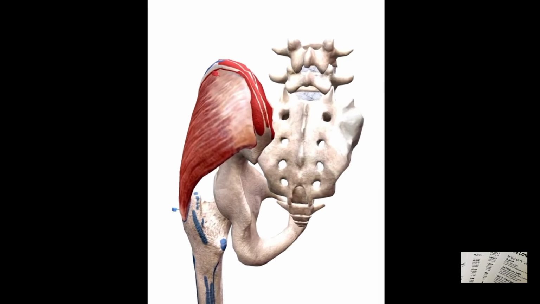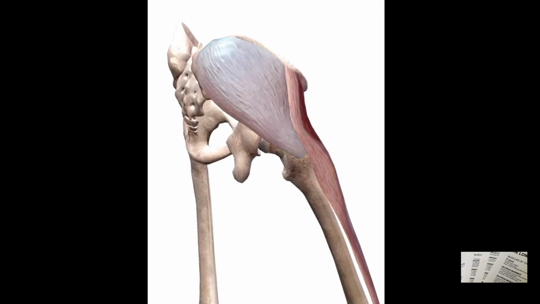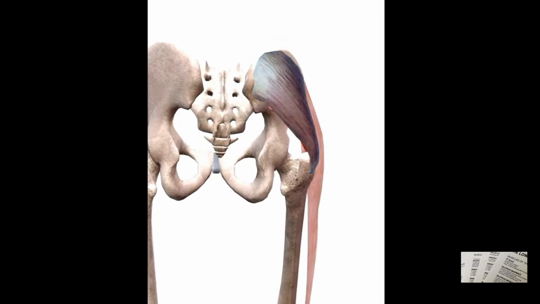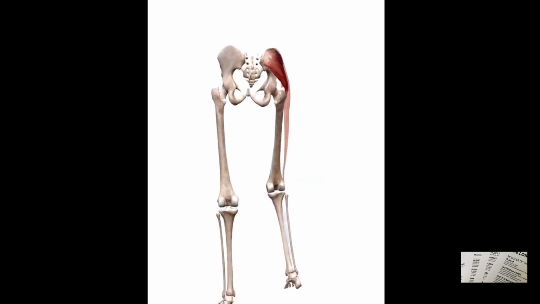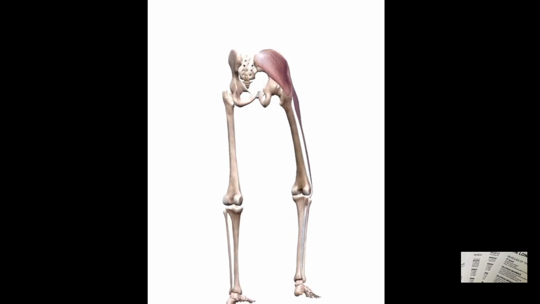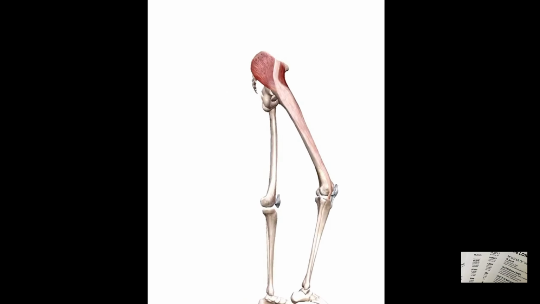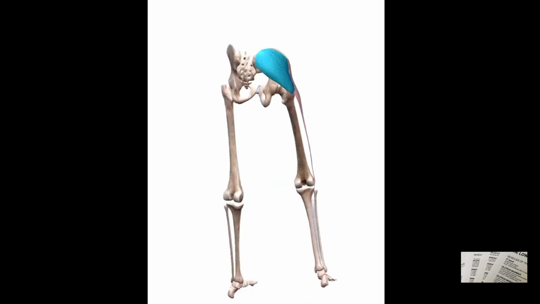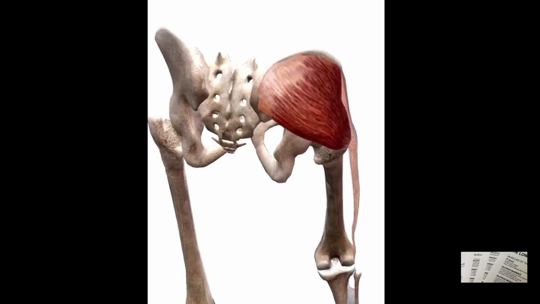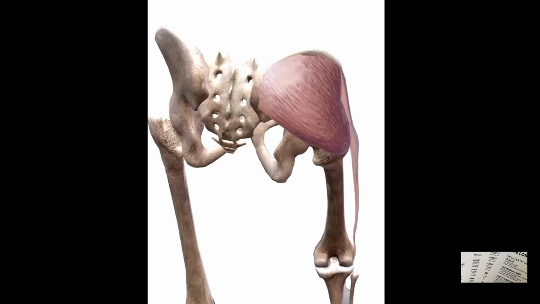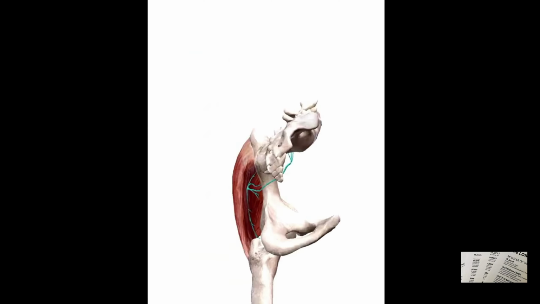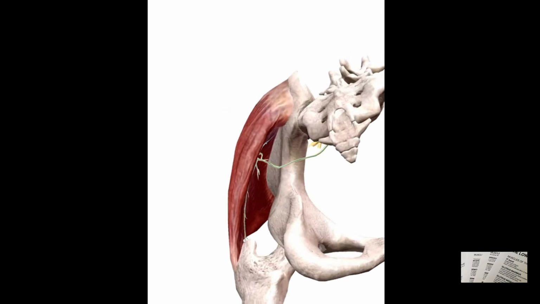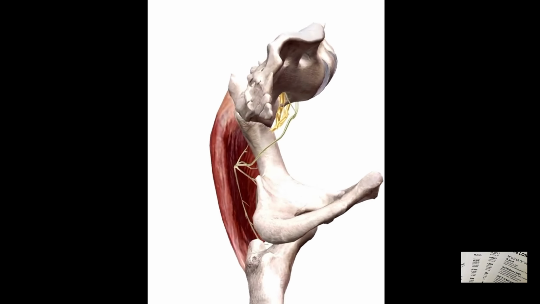What about the action? Action for the gluteus medius. And we can see it acting here. Abduction. Abduction of the hip, stabilization of pelvis when in motion. Gluteus medius. Innervation. Innervation for the gluteus medius. That's right, superior gluteal nerve. It's a branch of the sacral plexus. And you can see that nerve going through there to innervate that muscle.